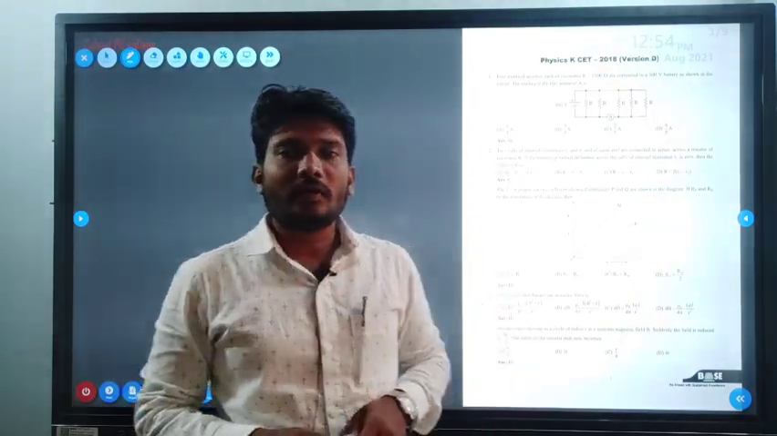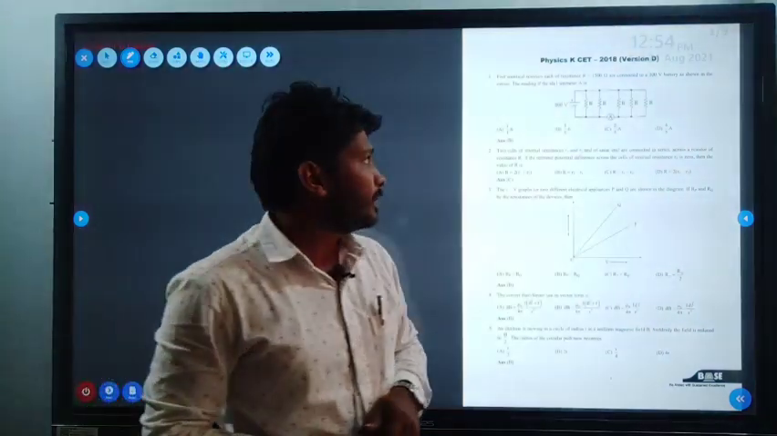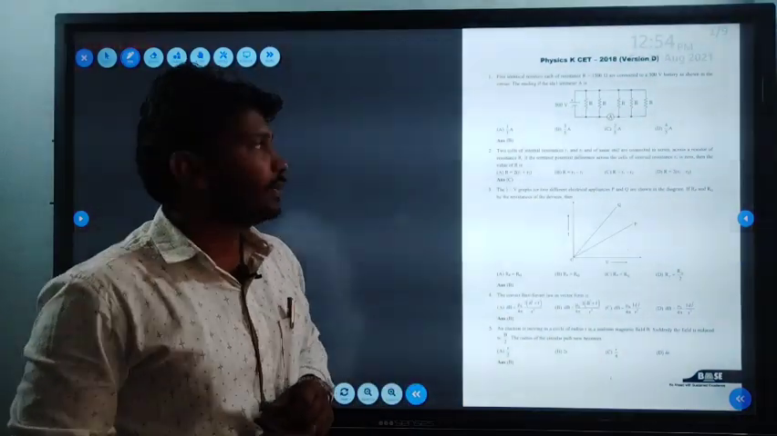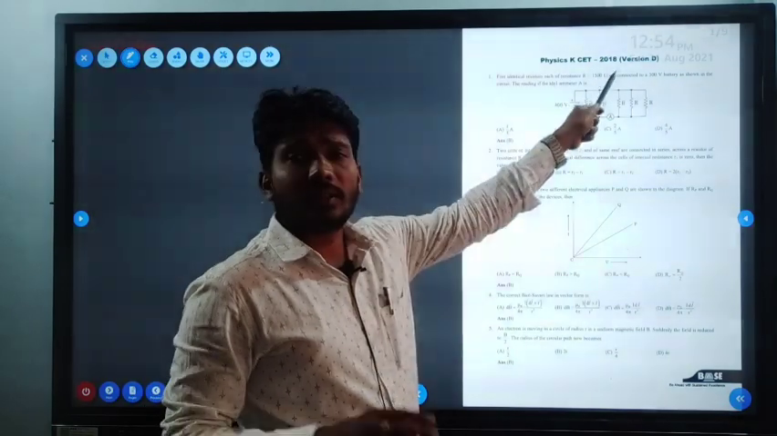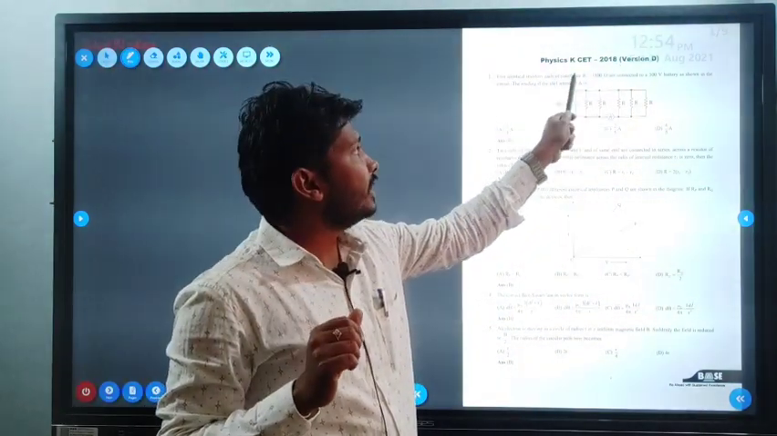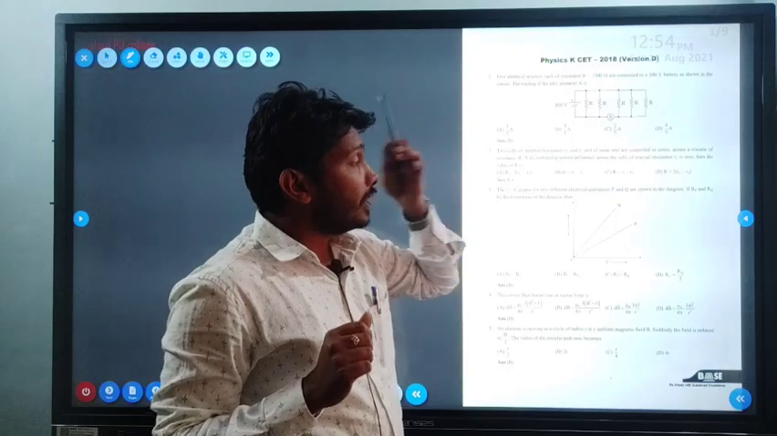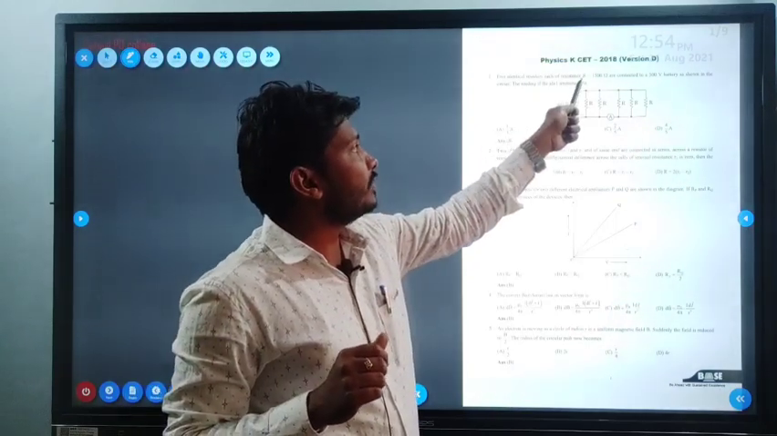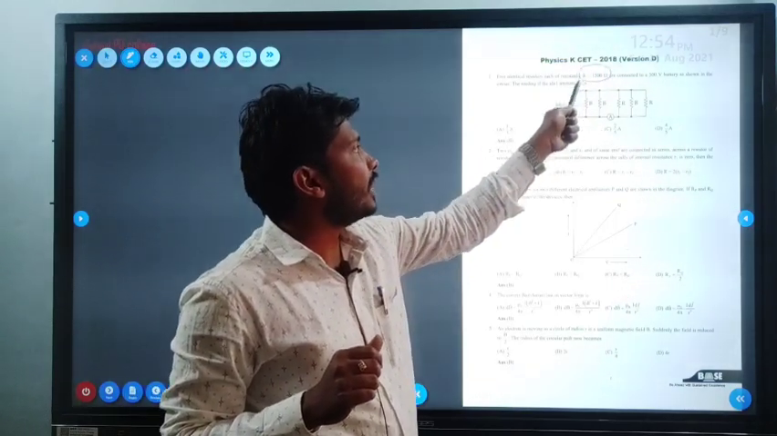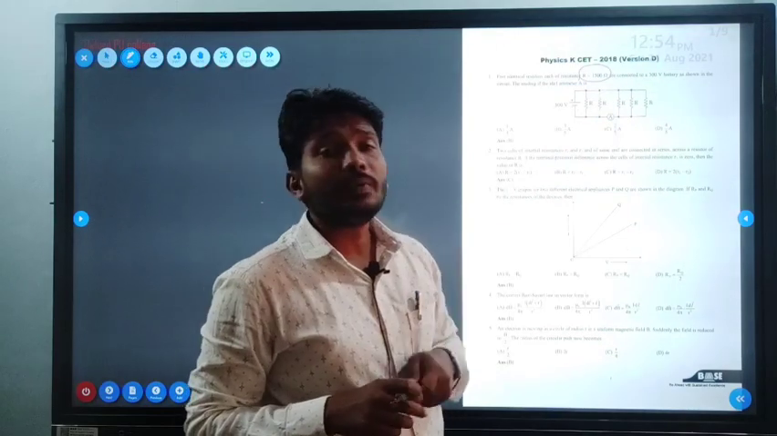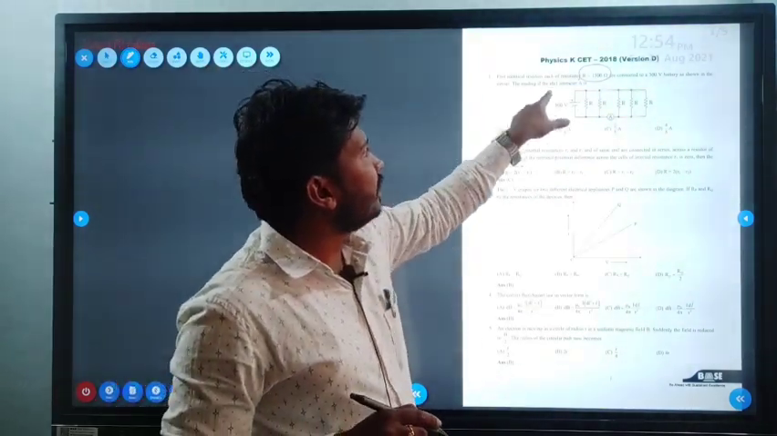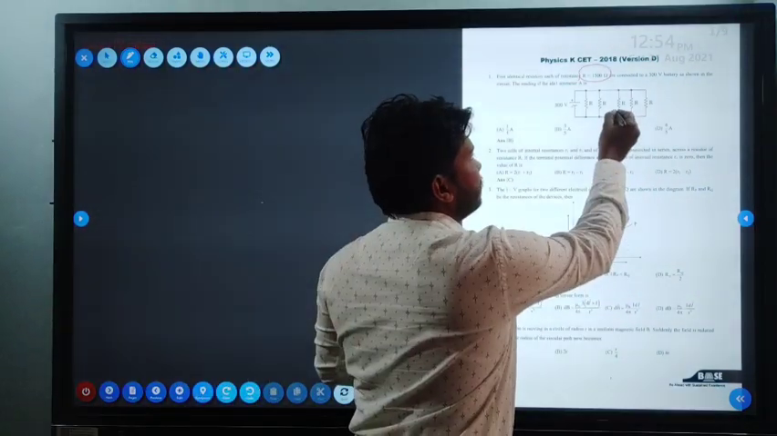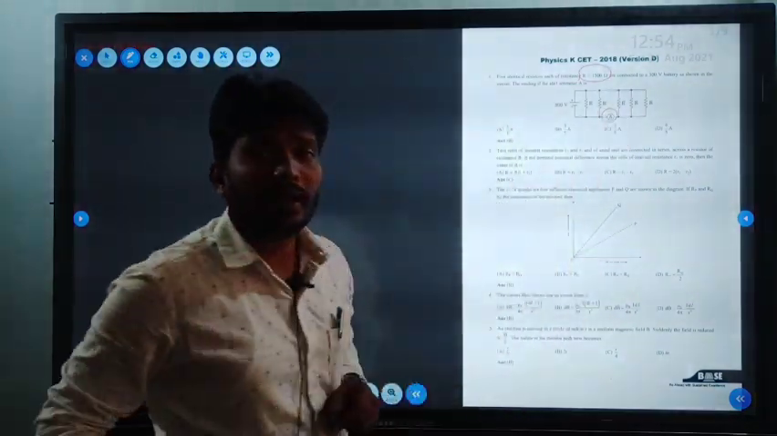So today we will be solving the 2018 question paper. Let us read out the question here. Five identical resistors, each of resistance 1500 ohm, are connected to a 300 volt supply, right? The reading of the ideal ammeter A is, so we want to find out that ammeter reading.